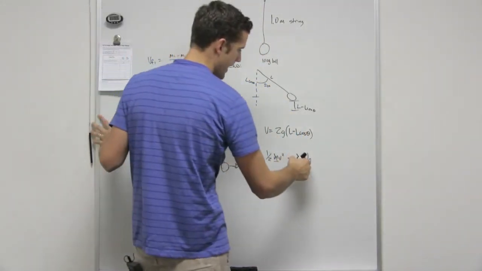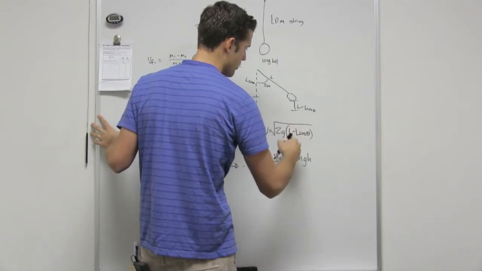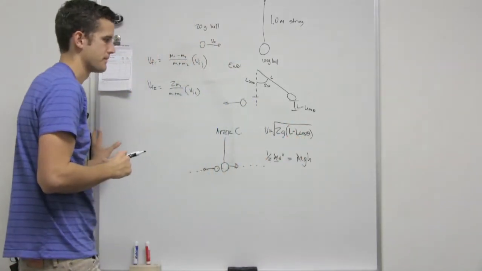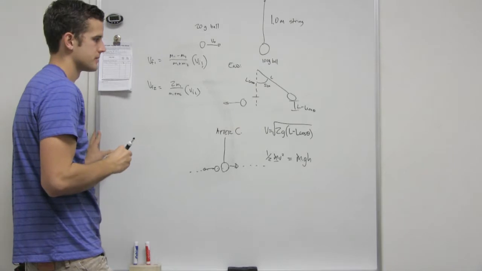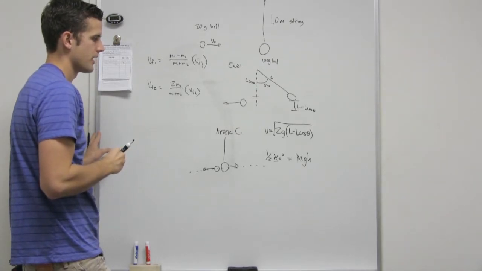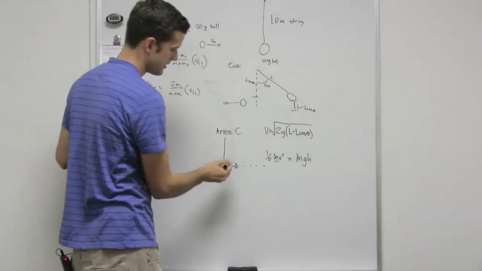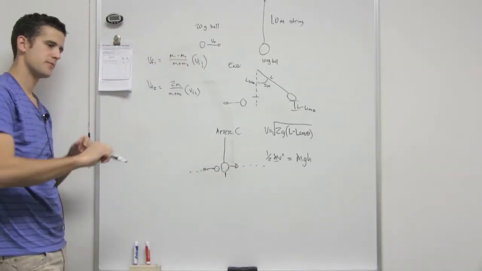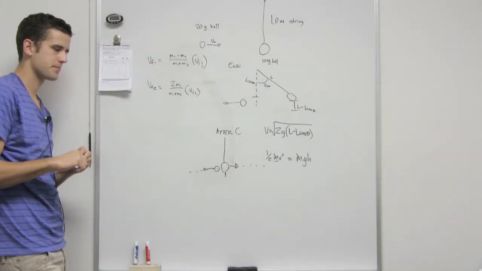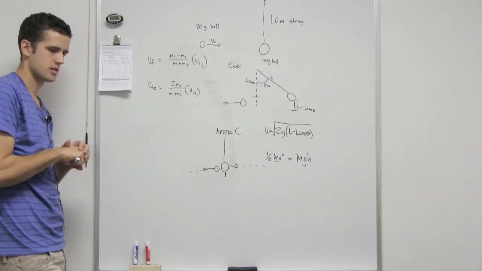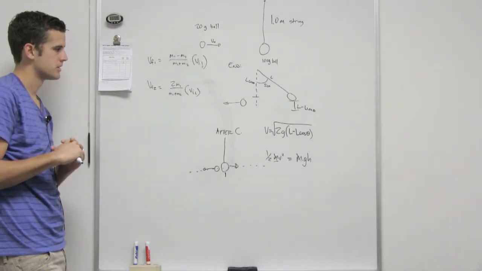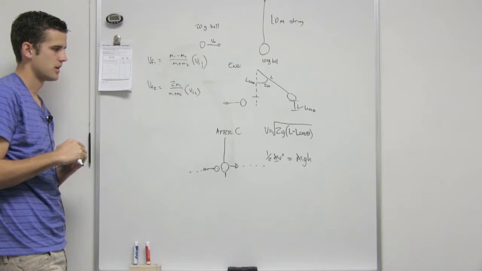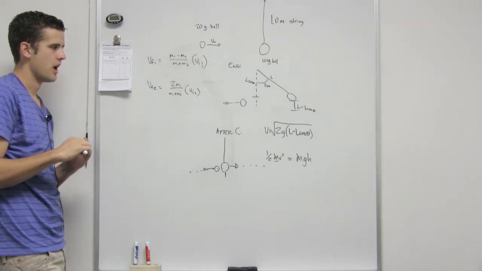And H is L minus L cosine theta, right? Right. That's a velocity initial at what point? For this ball, right after it got hit, that's its velocity as it starts to go up. Okay. Makes sense.